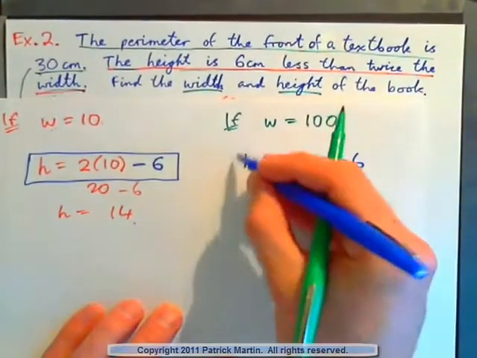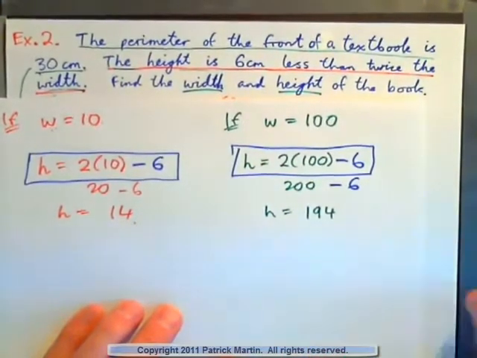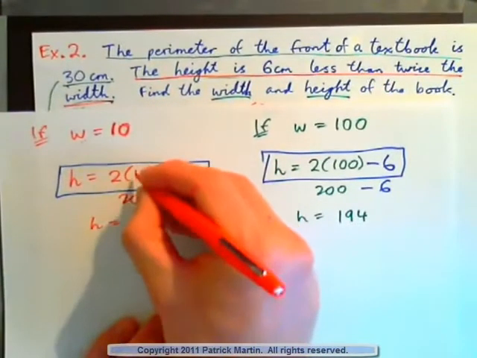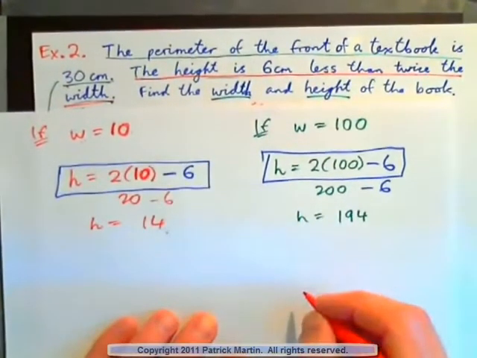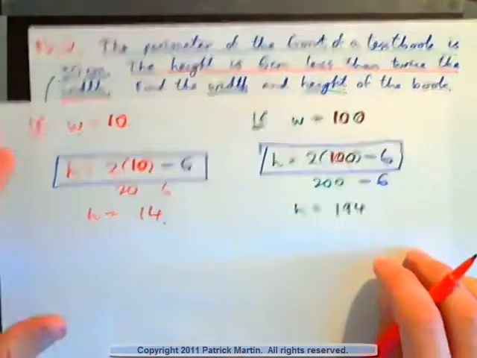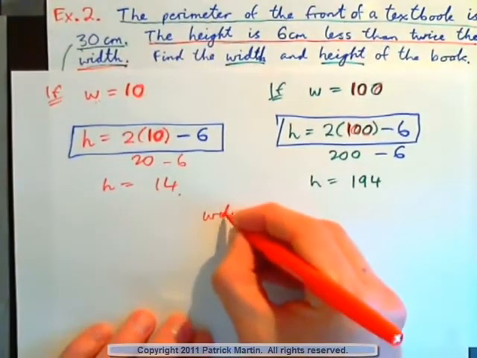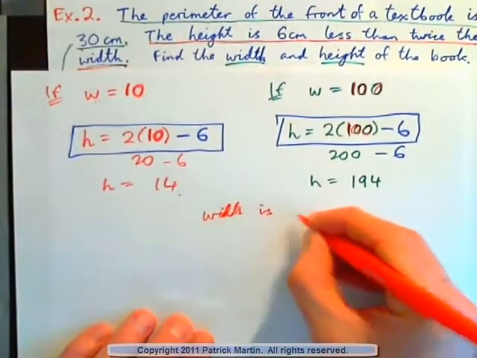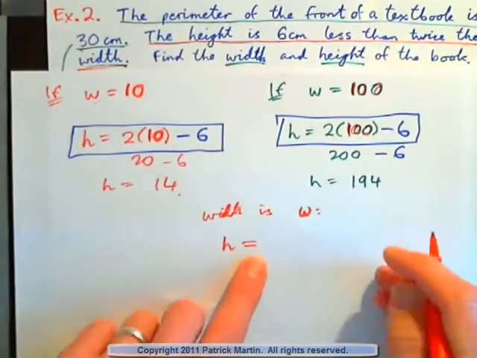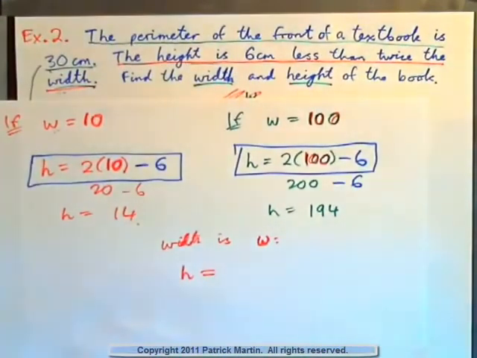The height, again, is twice the width minus 6, okay? Now, width was 10, the height is 2 times 10 minus 6. Width was 100, the height was 2 times 100 minus 6. If the width is just W, find the height. The height is 6 less than twice the width, right?